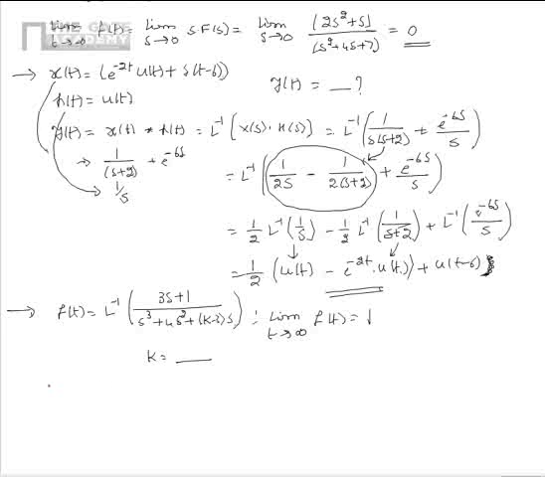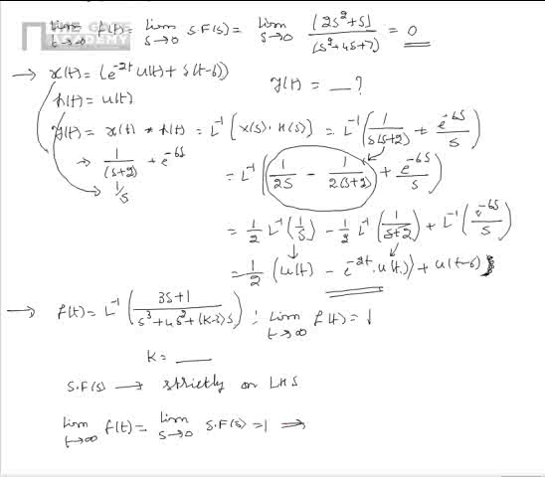Here we assume that the final value theorem can be applied for finding the value of k. Please note that the condition to apply the final value theorem is that the poles of s into f of s should be strictly on LHS of s plane. So we assume that this condition is satisfied. From this, limit t tends to infinity f of t is equal to limit s tends to 0 s into f of s.